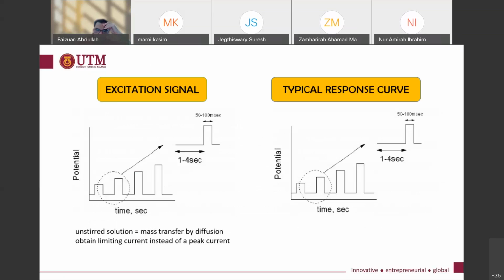So for these two, one is the graph of the excitation signal, and the other is the response curve. The unsteady solution earlier means mass transfer by diffusion, because the limiting current in NPP is calculated using diffusion. So in NPP we want to obtain the limiting current instead of the peak current. Next.